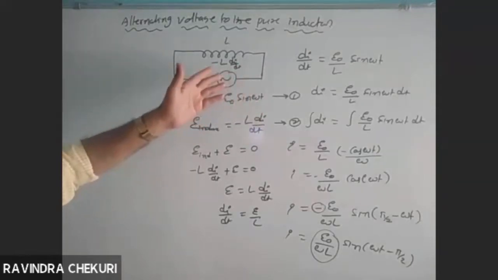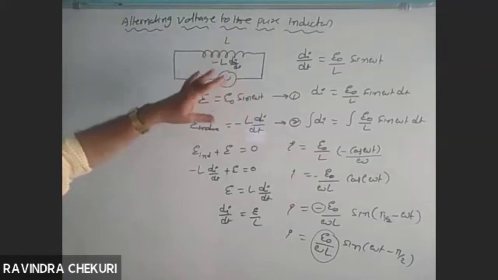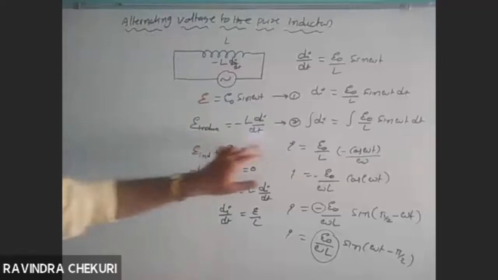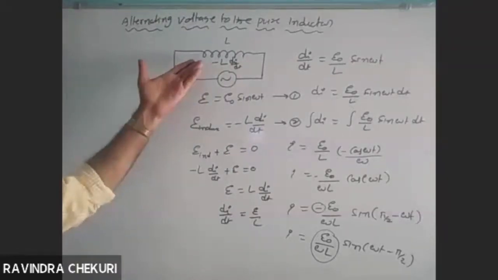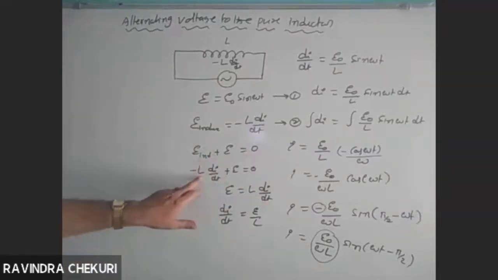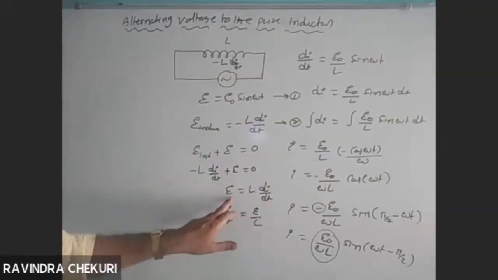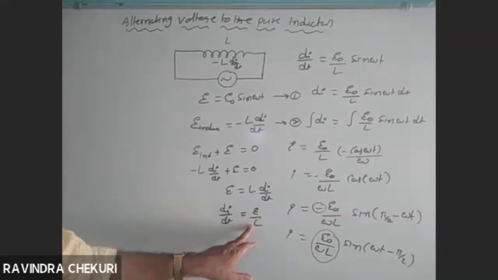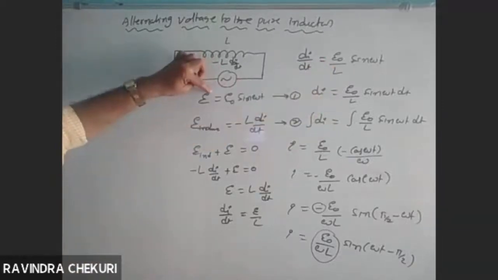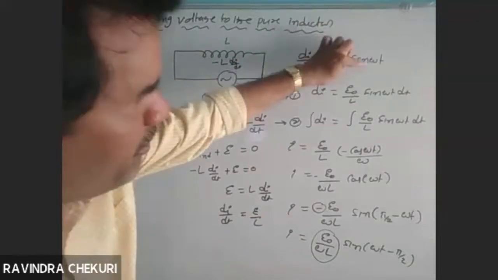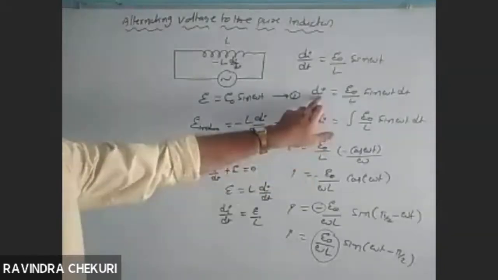Actually, the algebraic sum of potentials across the resistances and the EMFs of the cells in the circuit is 0. Here there are no resistors, so no potential drop. Induced EMF plus applied EMF is equal to 0. So E is equal to L di by dt, and di by dt is equal to E by L. What is E? The applied EMF, E naught sine omega t. So di is E naught by L into sine omega t dt.